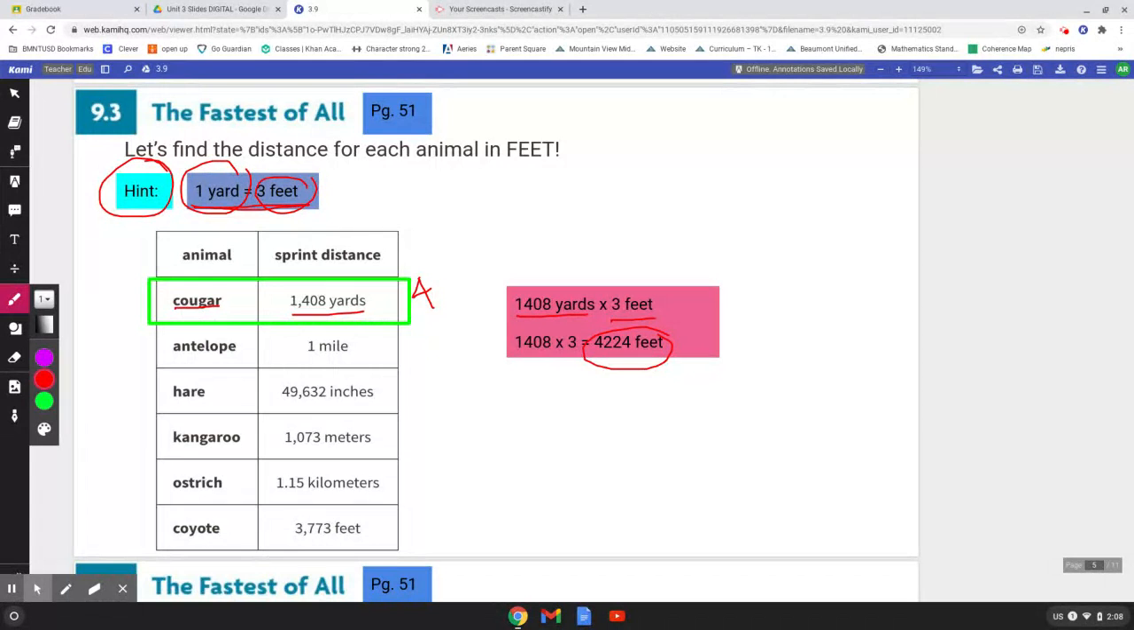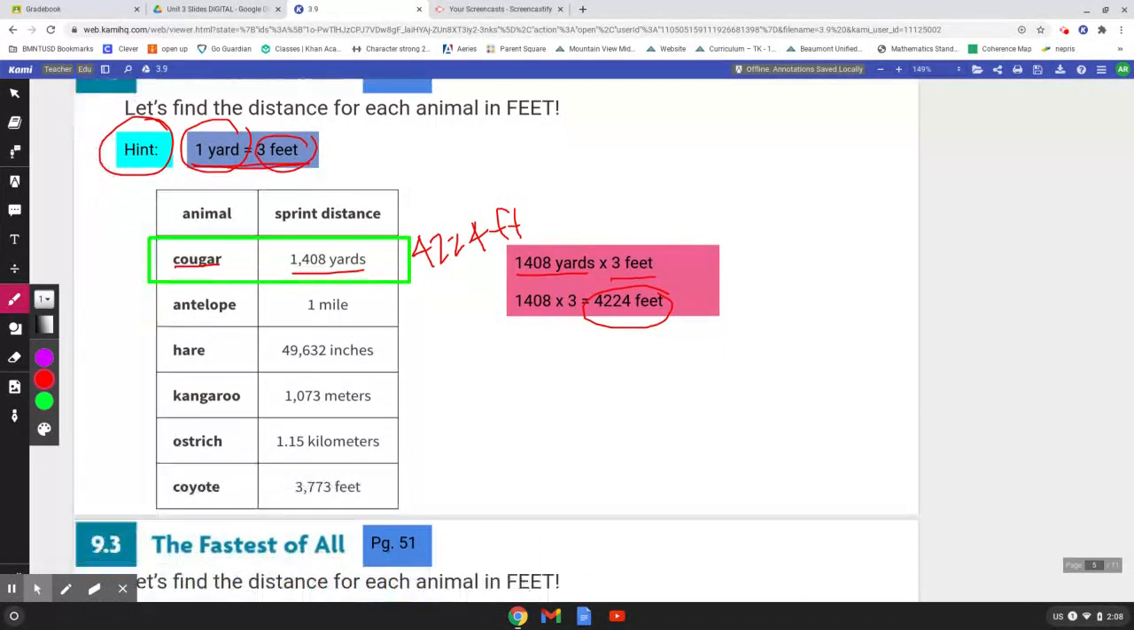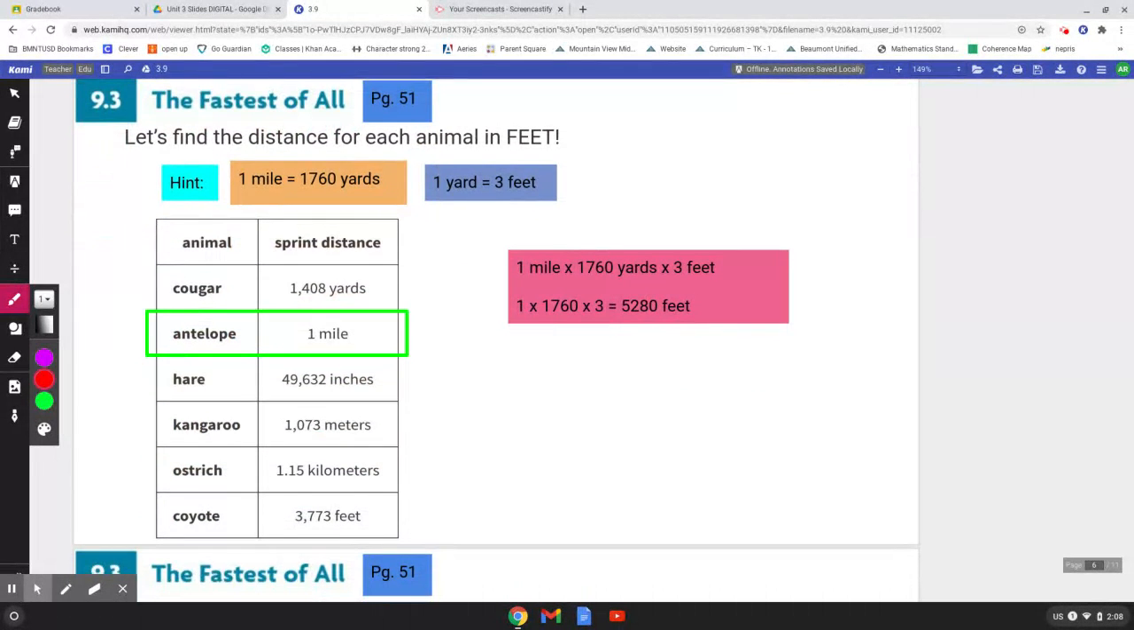So next to the cougar in your book, I want you to write this down that you see in the pink box. And then I also want you to write his total. So he's 4,224 feet. Now we're going to need to know every one of these animals in feet to decide who was the fastest. So you're going to want to kind of keep track as we go. So now I move down to the antelope. So now I'm on the second part of it.